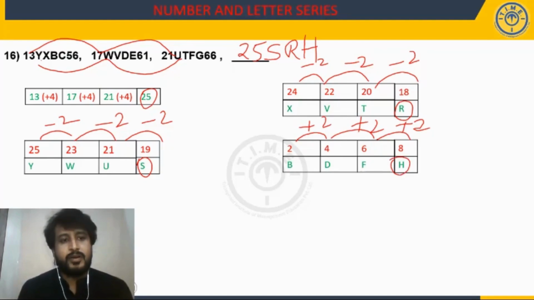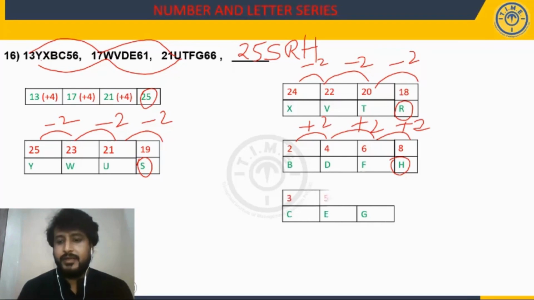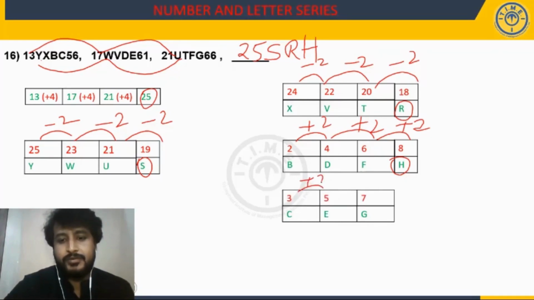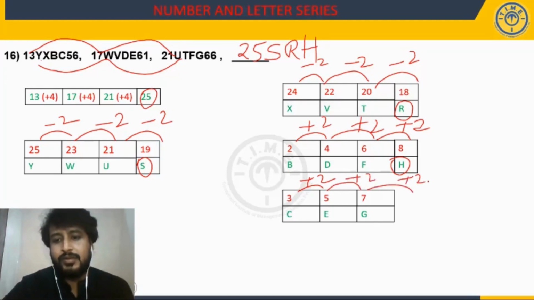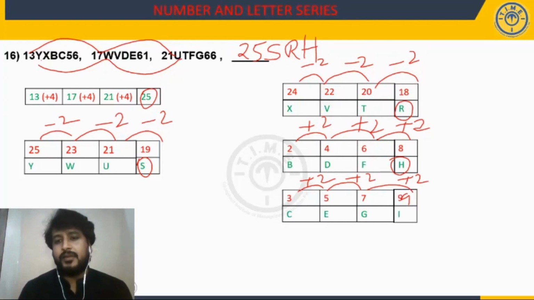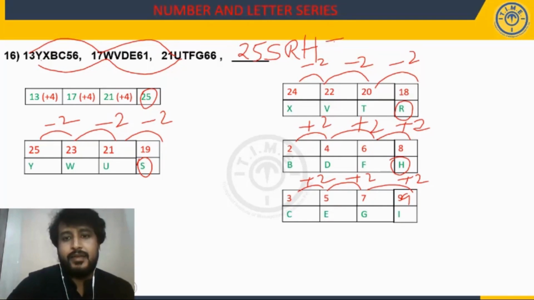We need to find out one more letter, that is the fifth element. What is the fifth element? C, E, G. Now C place value 3, E 5, G 7. So 3, 5, 7. Again what is the logic? 3 to 5 plus 2. 5 to 7 plus 2. Again what will be next? 7 plus 2, 9. Which letter place value is 9? I's place value is 9. So 25 S R H I.